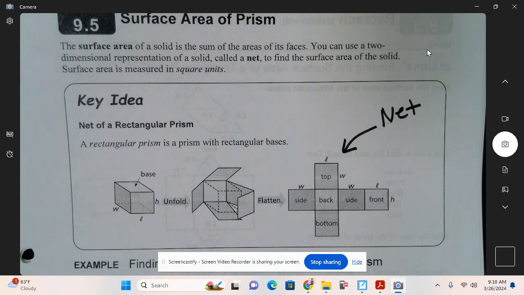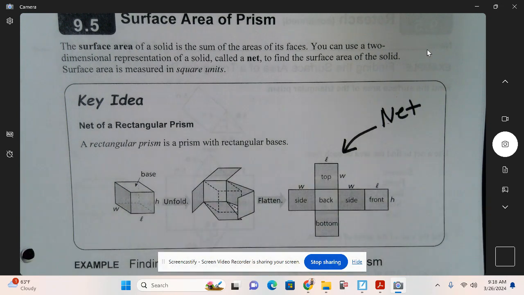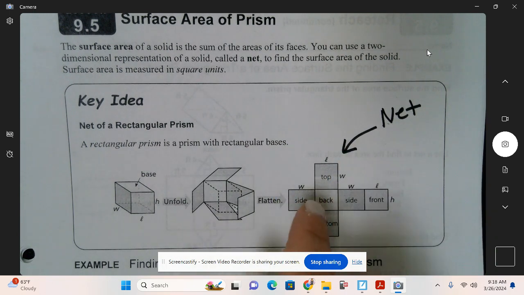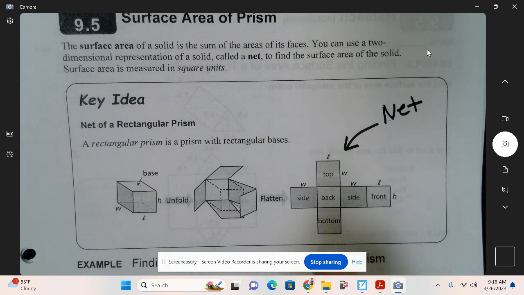Right, so with surface area, in order to find the surface area, we have to unfold the shape and make what we call a net. This shows us all the sides and all the shapes, or what they would call faces, of the 3D shape. From here, we can find the area of each individual face, add it all up, and then we'll get the total area.